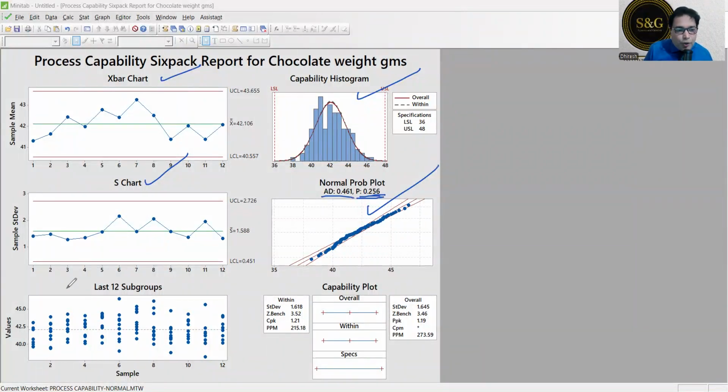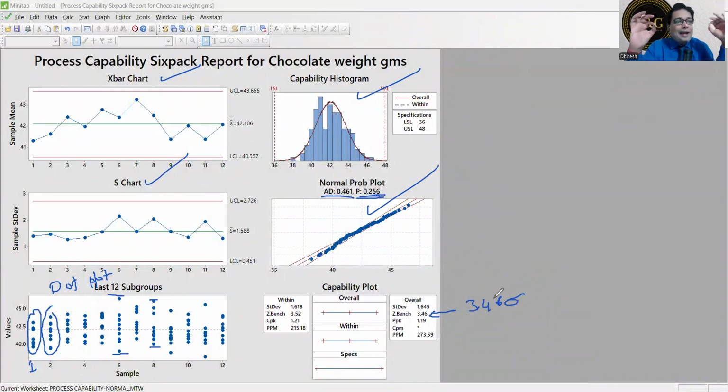Now this is something new, which is called a dot plot. What is this dot plot? Same data points, all the data points are plotted. For example, this is sample number 1, and all 10 dots are plotted. Second sample, 10 plotted. So we can see the variation of each and every sample in this dot plot. This is the only advantage we get. But apart from that, we can see here 3.46. This is my Z bench. So my process is a 3.46 sigma process. And this entire thing is called six pack analysis of process capability, which is used for continuous data.